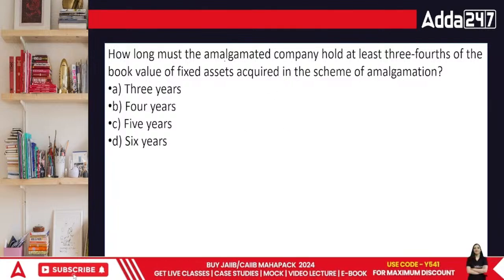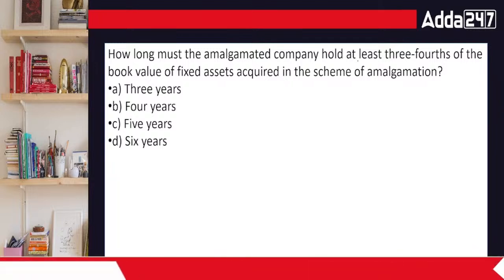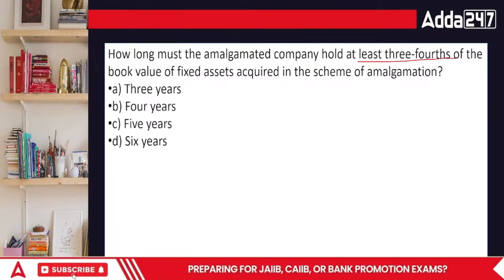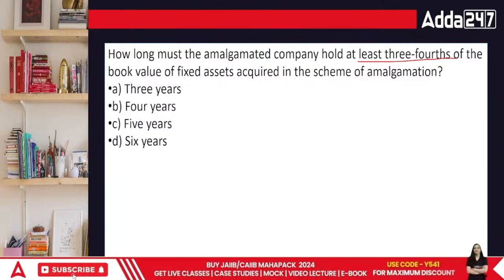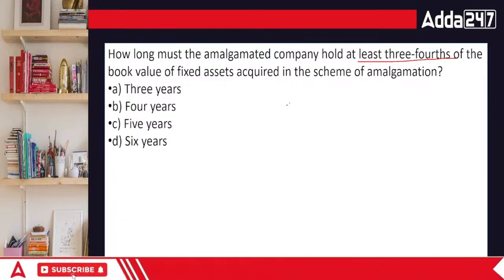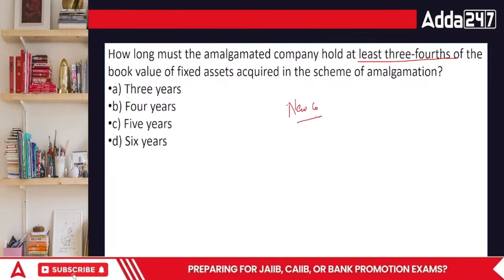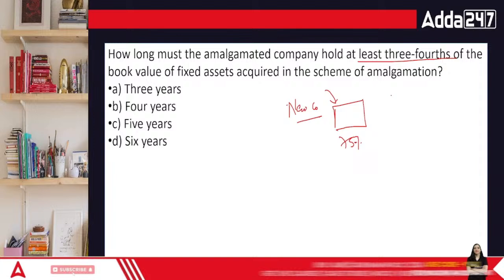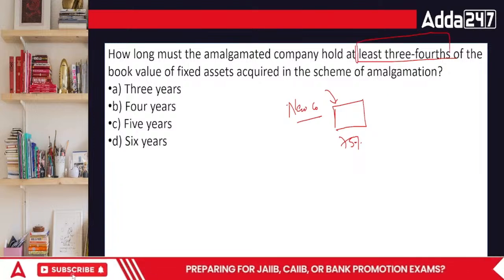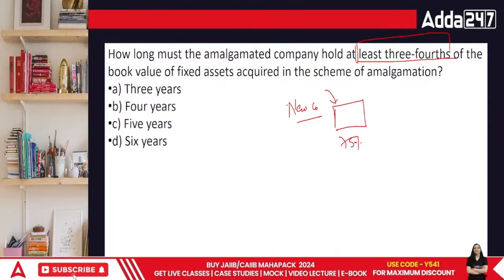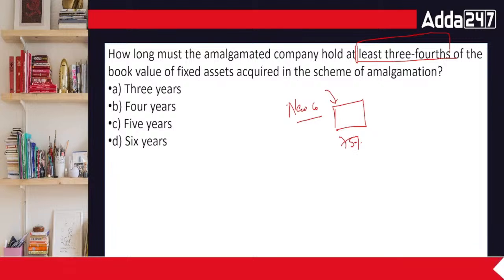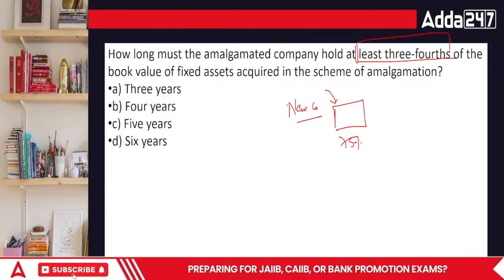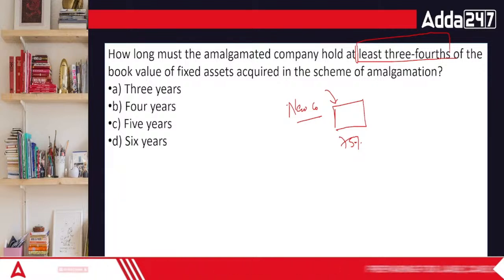How long must the amalgamated company hold at least 3/4 of the book value of the fixed assets? 3 years, 4 years, 5 years, or 6 years? If you are an older company, now it becomes a new company. The new company has to hold all the assets and liabilities of the previous company for a certain period of time, that too 75%, also called 3/4. In the law, it is written that 75% of the previous company's assets and liabilities have to be taken over by the new company. And not only do they have to take over, but they also have to keep it in their hands.